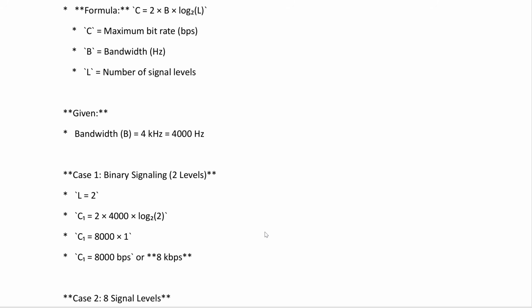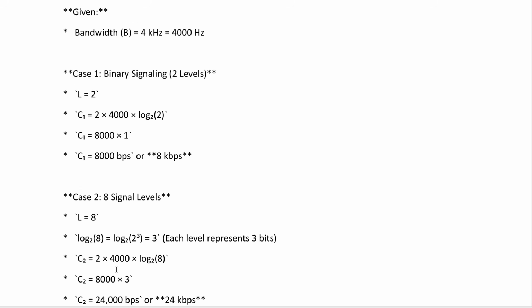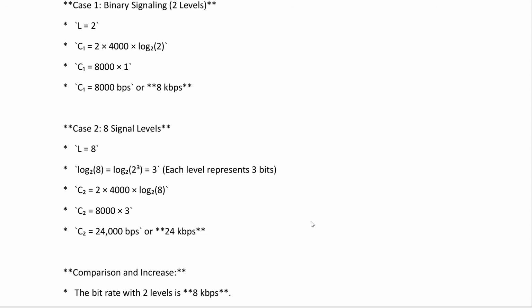So the remaining things are the same. Only the value of L is 8. So again, substituting all these values, log 2 8 can be written as log 2 raised to power 3, which will be equal to 3. So 2 into 4000 is 8000, and 8000 into 3 is 24,000 bits per second, or you can also say 24 kilobits per second. So this is the answer to the second problem, right?